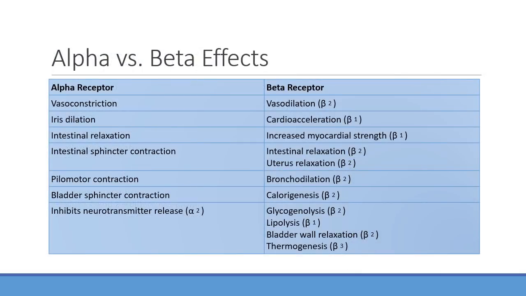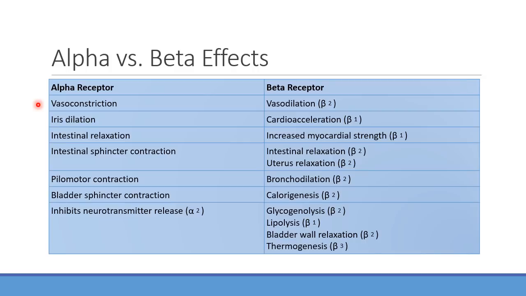So let's look at the overall alpha versus beta effects with the sympathetic nervous system. Typically with alpha receptors, you're going to think things like vasoconstriction. So with blood pressure, what is it typically going to cause? Increases in blood pressure, right?